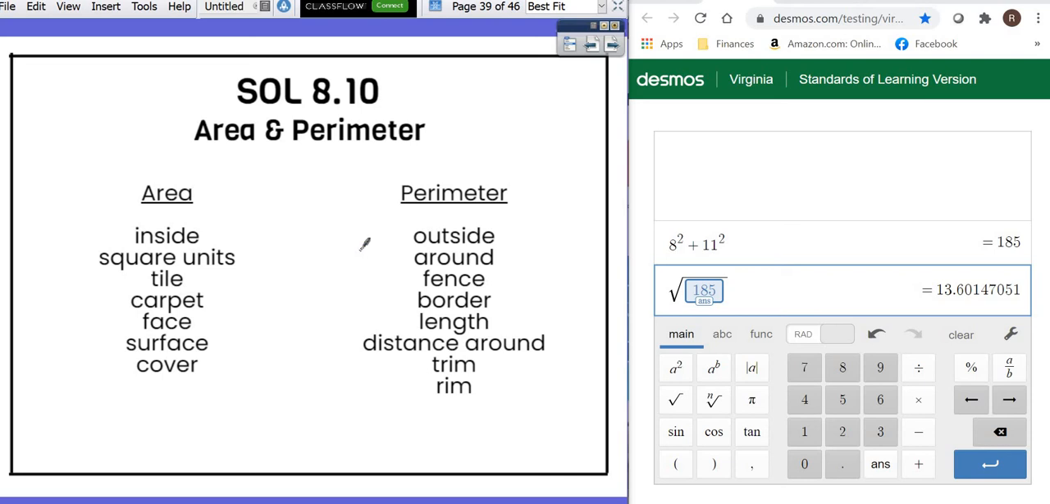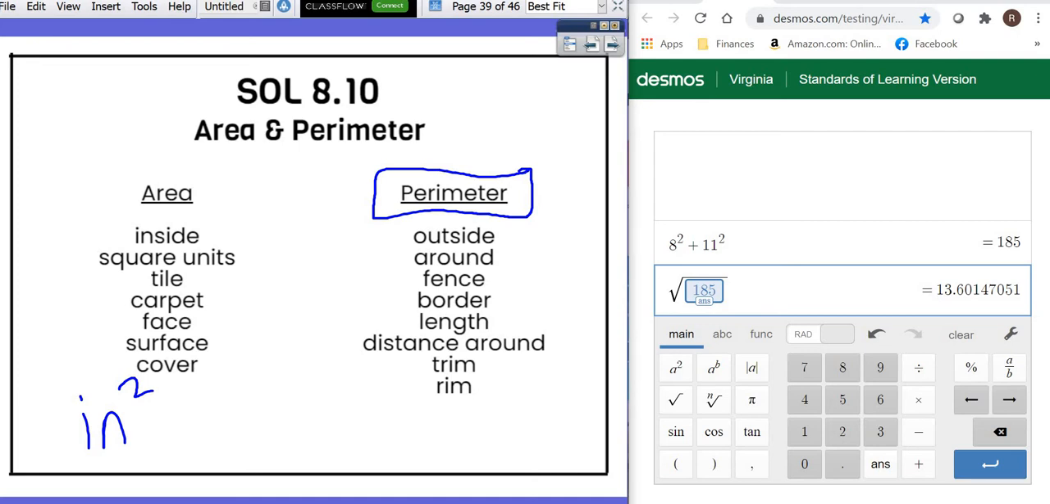Okay, so we're going to talk a little bit about area and perimeter. The big thing to remember about area is that it's the inside of something, in units squared, like inches squared, or if you're putting down tile or carpet, or covering a face or surface of something. If you can describe it by opening your hand and waving it around, you've got to cover it. That's area.